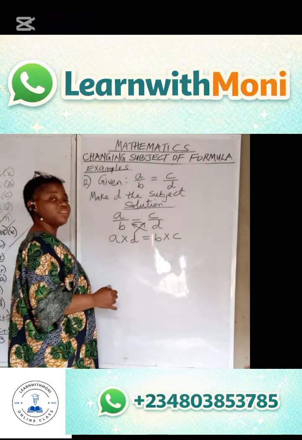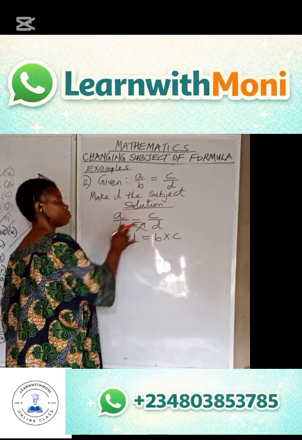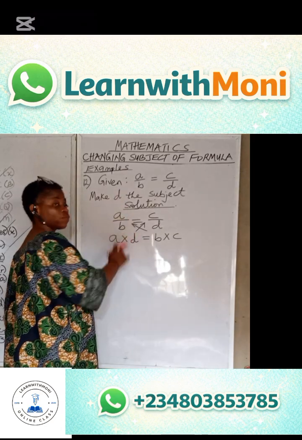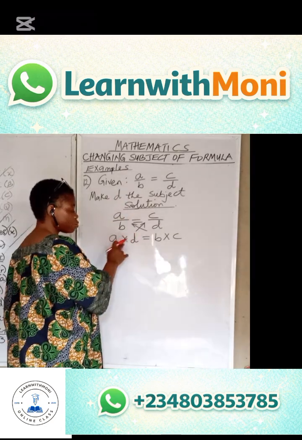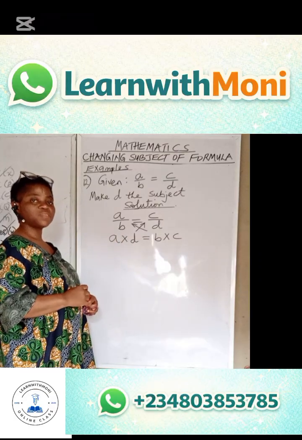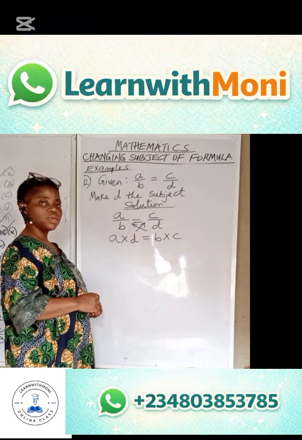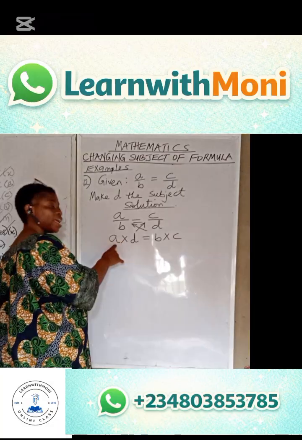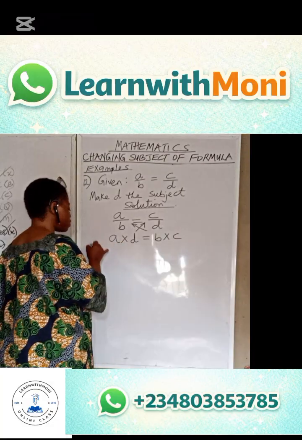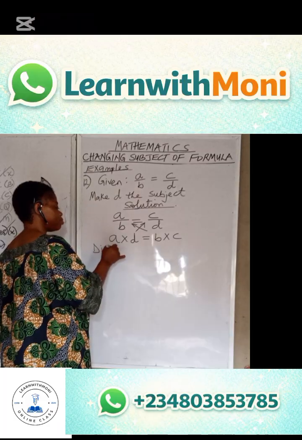We have A times D equals B times C. We intend to make D the subject of the formula. That means we have to get rid of this times A from the same side with D. The inverse of times A is divided by A. So let's divide both hand sides by A.